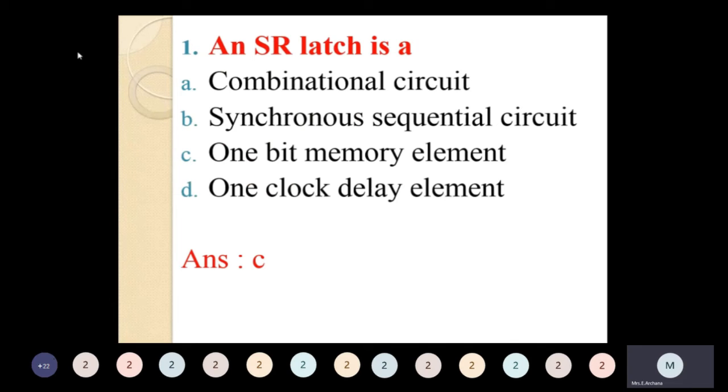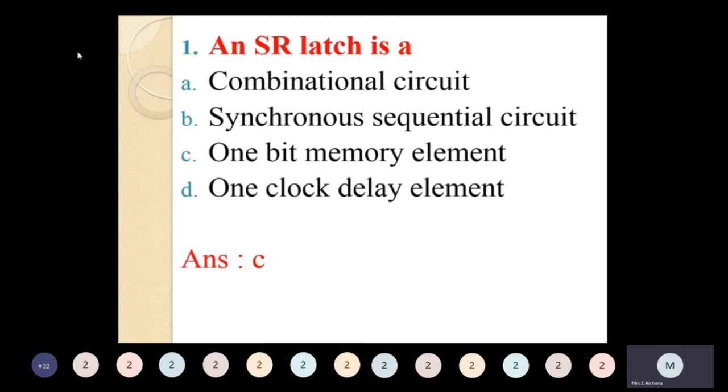We have told that latch and flip flop are the memory elements used in our sequential circuit. It is one of the most important building blocks of our sequential circuit. So we have to pick the option. The answer for this question is: SR latch is a one bit memory element. Any latch, SR latch, JK latch, D latch, T latch, is a one bit memory element.